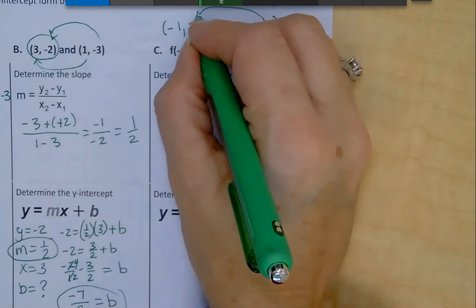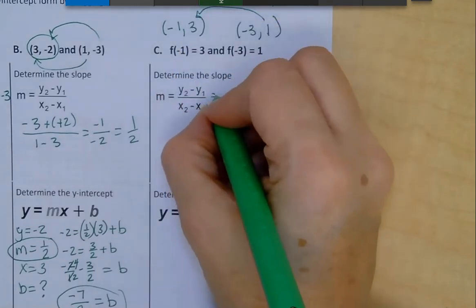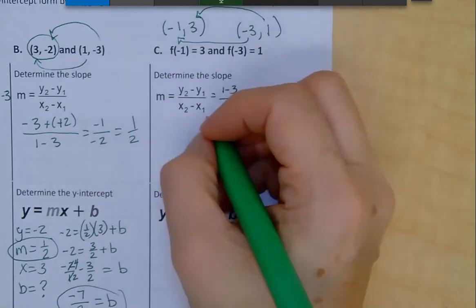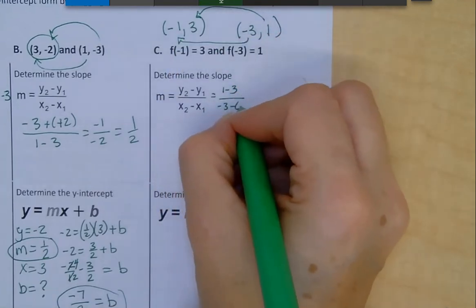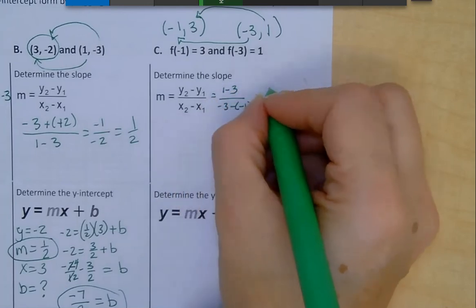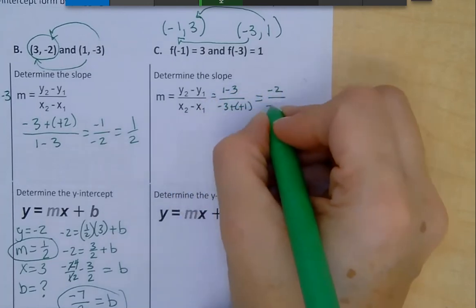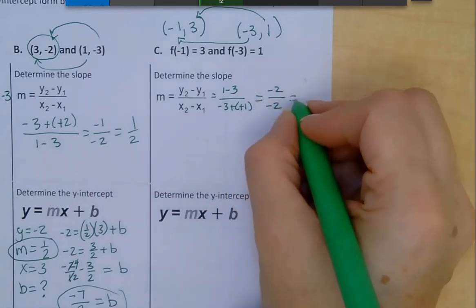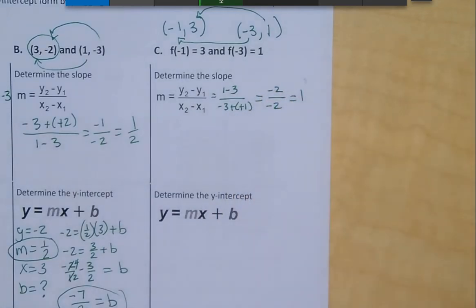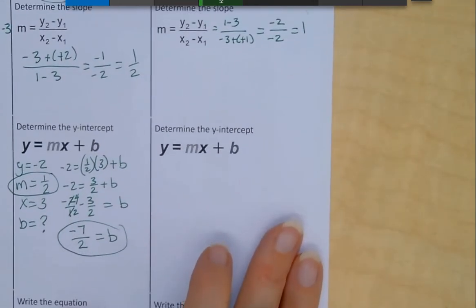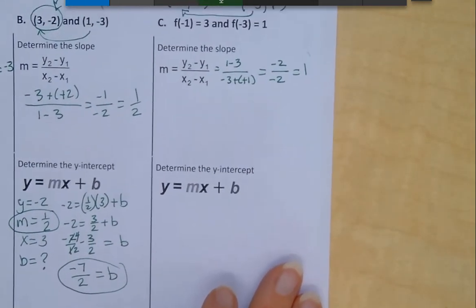Y sub 2 minus y sub 1. I have 1 minus 3 all over -3 minus -1. I have 1 minus 3 is -2. -3 plus 1 is -2, and anything divided by itself is 1. So my slope is 1 here. All right, we're going to come down here and we're going to determine the y-intercept then, given what we know.